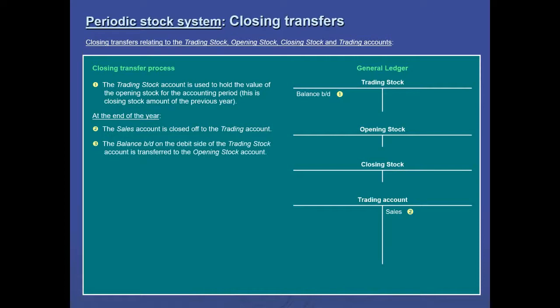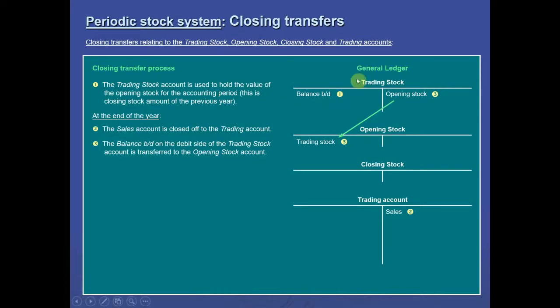The balance brought down on the debit side of the trading stock account is transferred to the opening stock account. So we get rid of this trading stock account at the end of the year, and we credit it, and then debit our opening stock account with trading stock on the debit side of the opening stock as our contra entry, as that's the account that was credited.